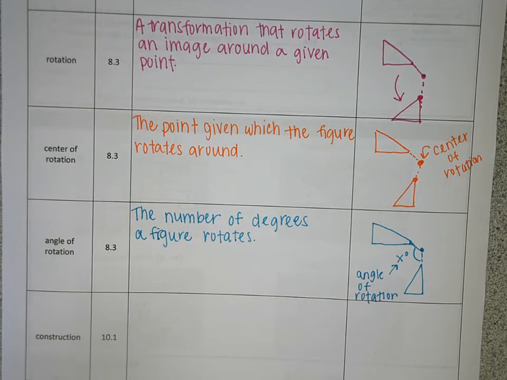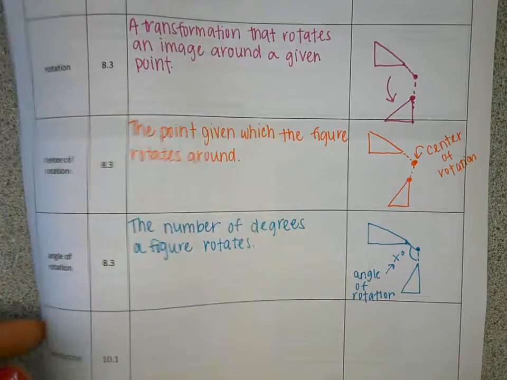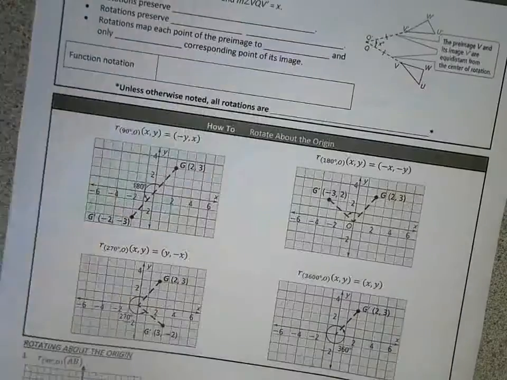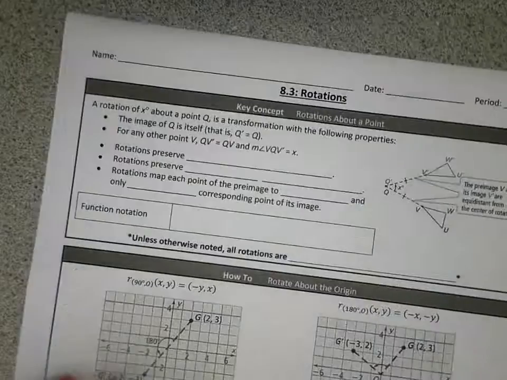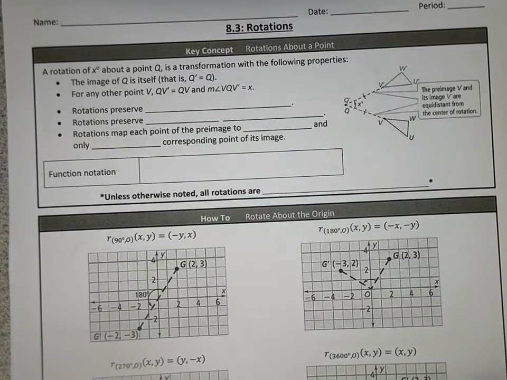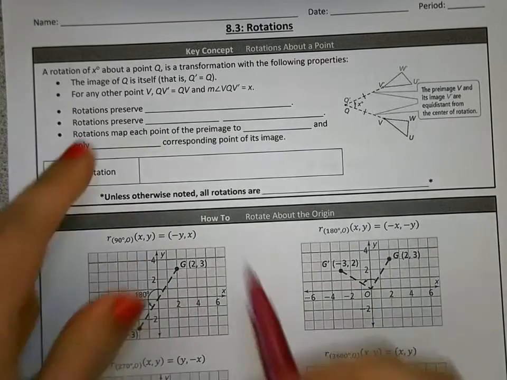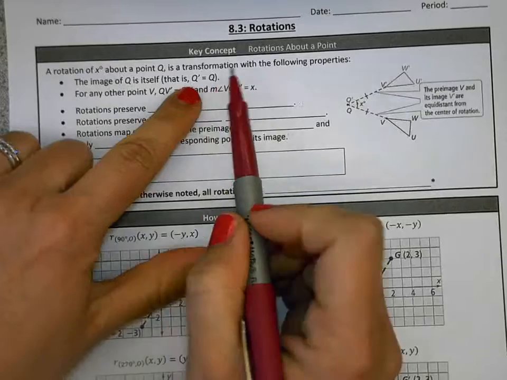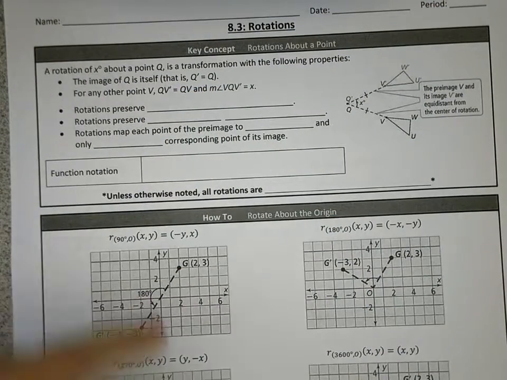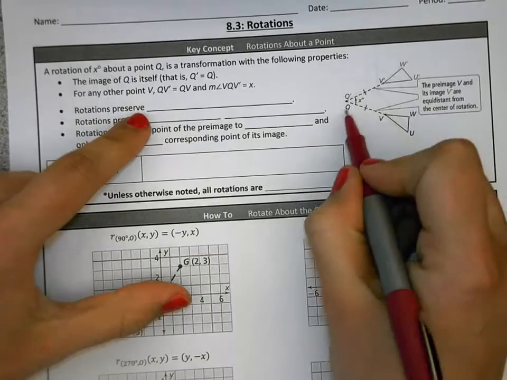So here's what we are going to do. Let's do the notes first, and then we'll do our rotations, okay? So 8.3, rotations. Here's the official, very mathy definition. A rotation of x degrees about a point Q is a transformation with the following properties. The image of Q is itself, okay? So when I take Q and I take the image, the center of rotation stays the same.